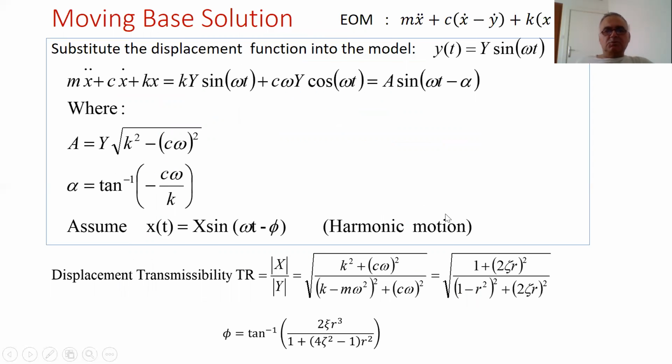So the solution for the moving base problem, we have found it. I'll just repeat it here. The displacement transmissibility, we have found that it is equal to TR, which is the square root of 1 plus (2 zeta R) squared, divided by the magnification factor, which is the square root of (1 minus R squared) squared plus (2 zeta R) squared. So this is something we know already.